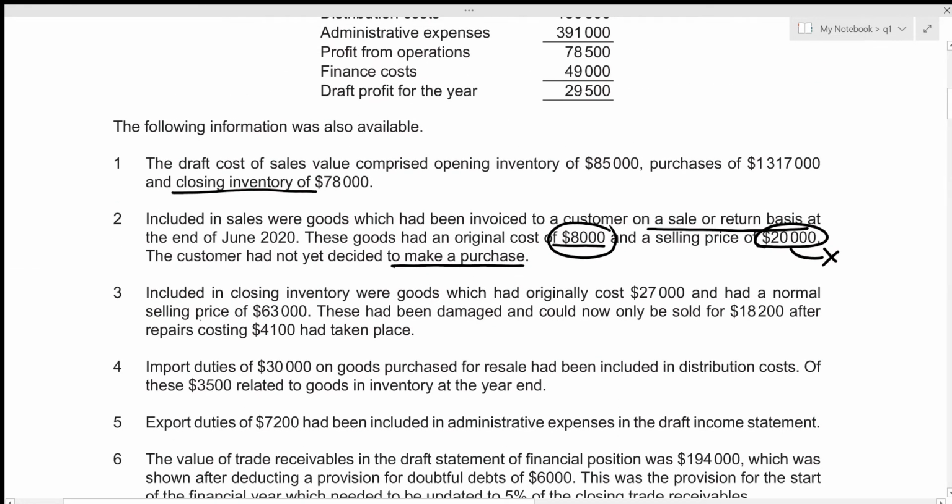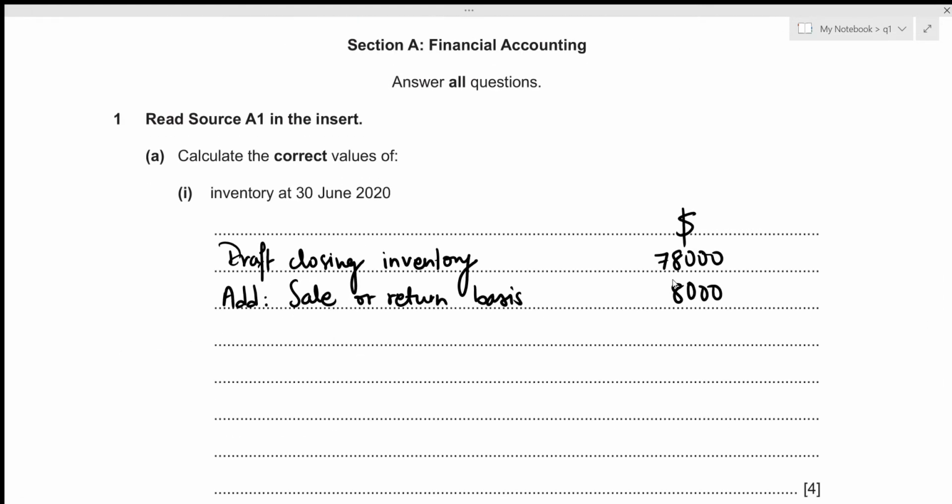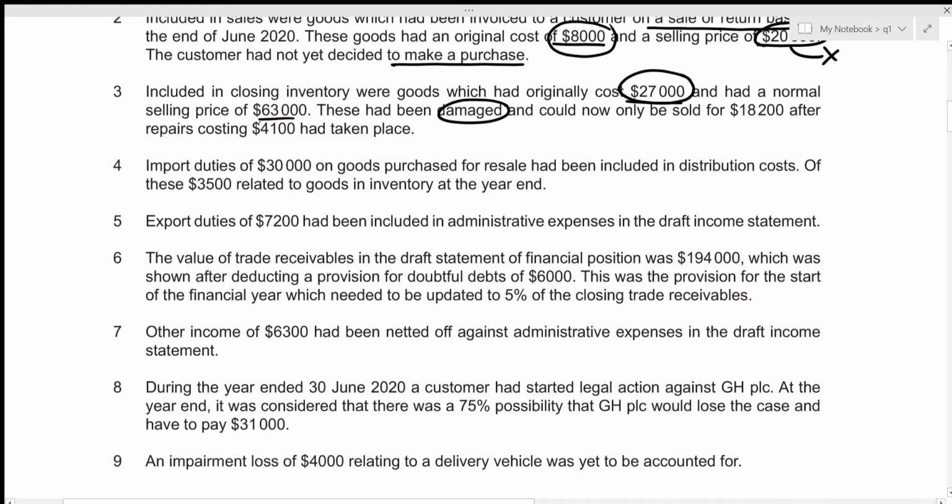Then for the third information, we are told that included in closing inventory were goods which had originally cost 27,000 and had a normal selling price of 63,000. These had been damaged. So whenever the goods are damaged, its original cost should be subtracted from the closing inventory. So let's subtract the original cost of 27,000 as it has been damaged. So that's less damaged goods. And this had the original cost of 27,000, so we're just going to subtract it. Okay, let's continue with that particular information.